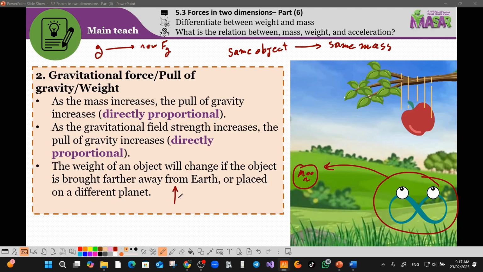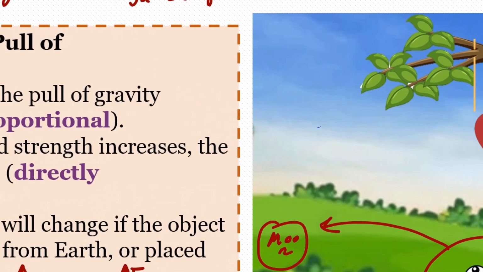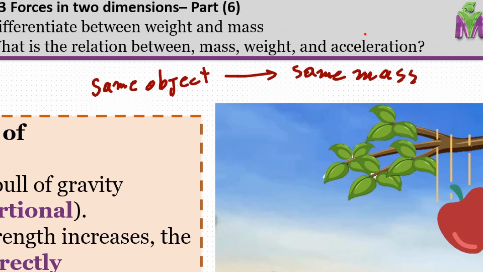So as the mass increases for a different body, the force of gravity will increase. If the g increases for a different planet, then the Fg increases, and vice versa, which means if we decrease the mass, the force of gravity will decrease. If we decrease the g, the force of gravity will decrease. Now, again, when we deal with the same object, the mass won't change under any circumstances.